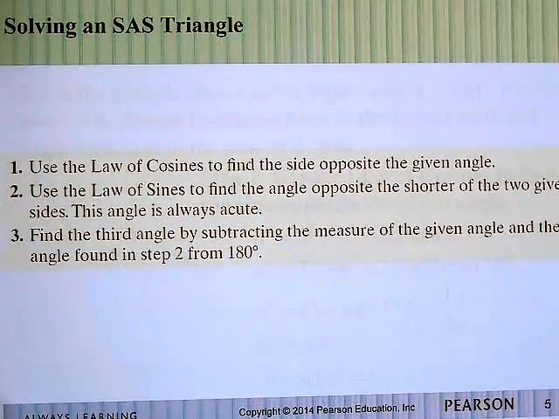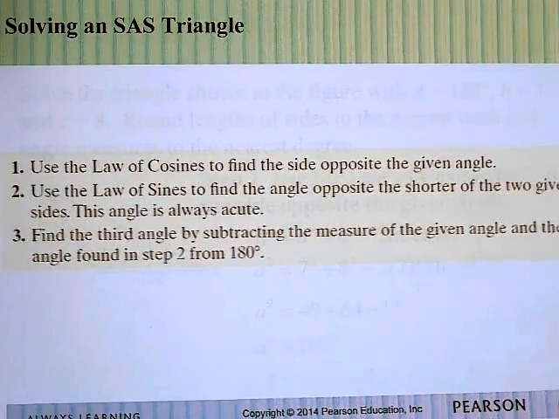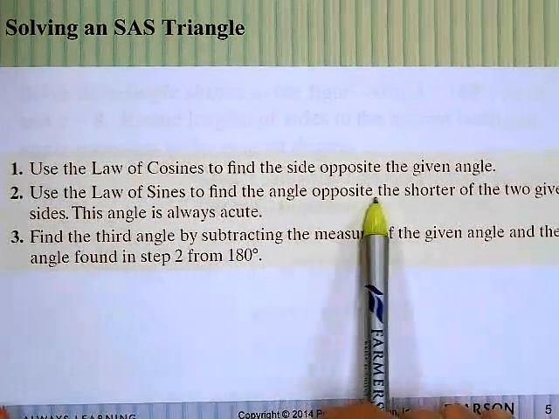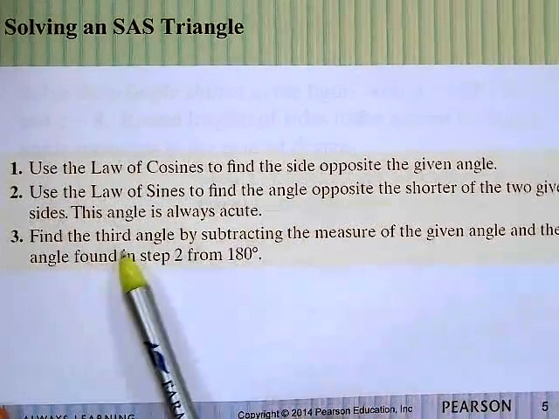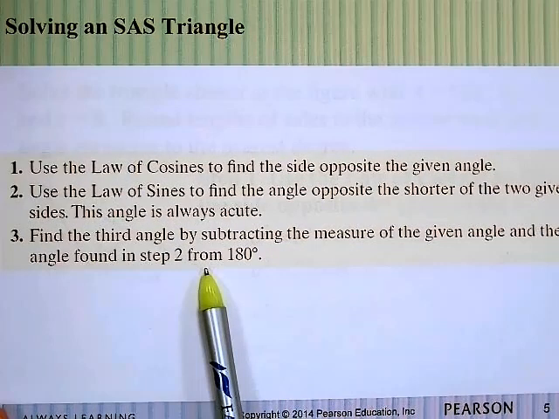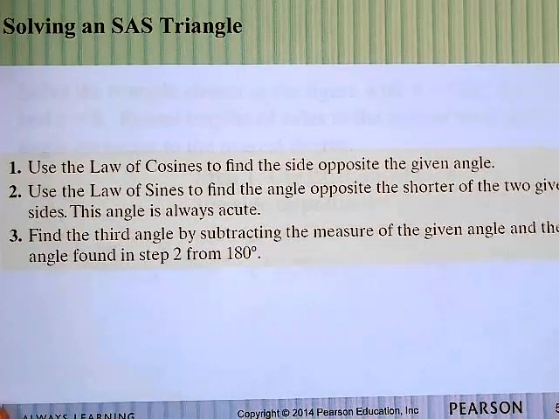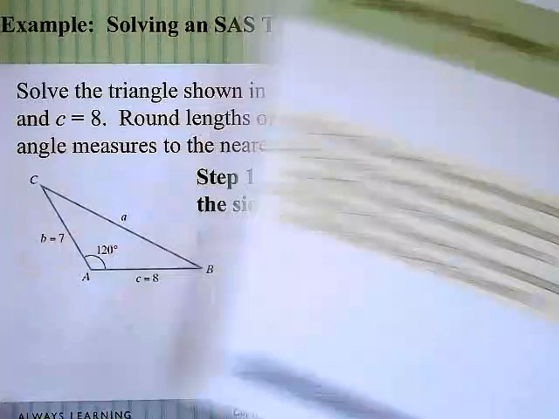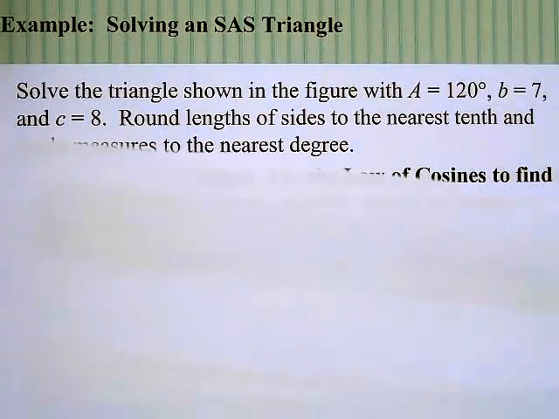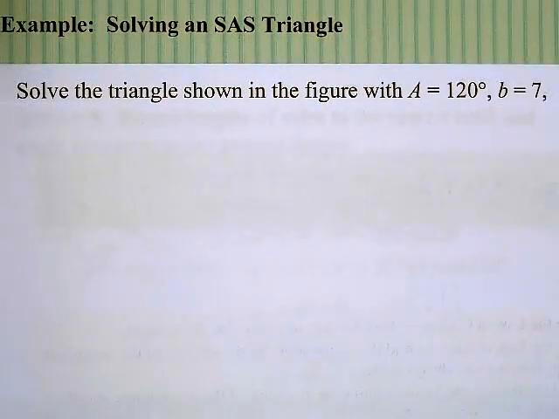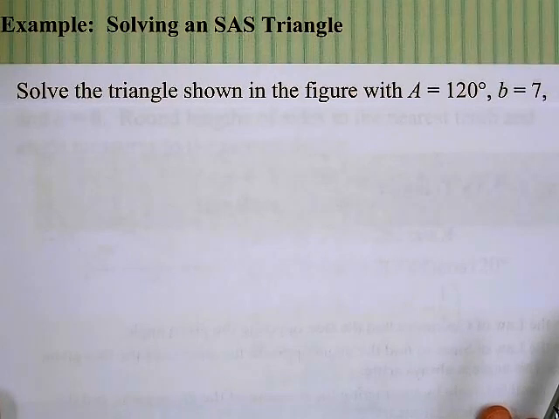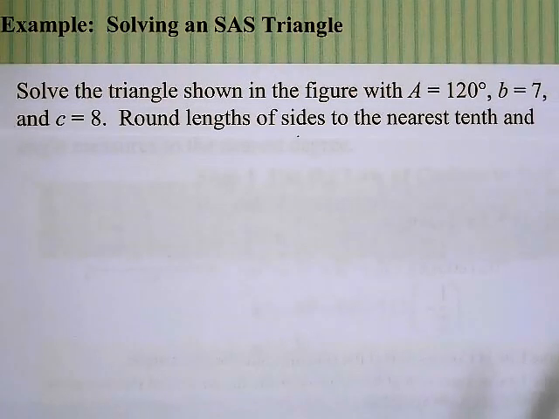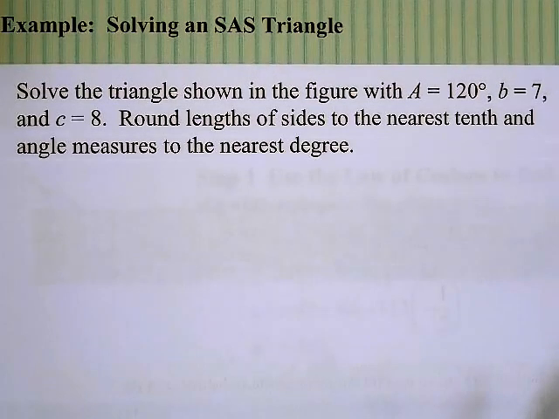Use the law of cosines to find the opposite side of the angle given. Use the law of sines to find the angle opposite the shorter of the two. And then you can also subtract two known angles from 180. So we're going to use a culmination of what we studied. The first one here says solve the triangle shown in the figure with angle A 120 degrees, side B is 7, side C is 8. Round the lengths of the sides to the nearest tenth and the angles to the nearest degree.